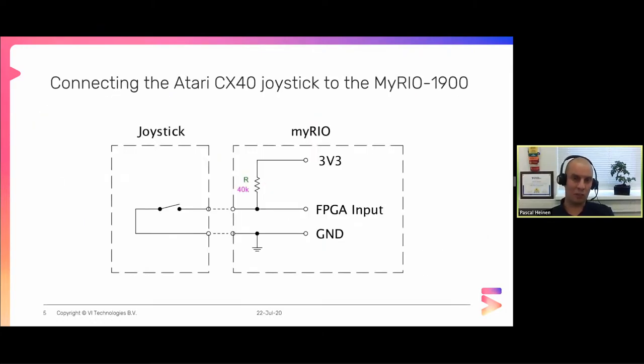The joysticks, so the CX40, are actually five switches. So you have four directions and you have the button. And if you push the joystick in one direction, you're actually closing a switch. So to connect this to a digital input on your MyRio, you can use this diagram to basically connect it. And if you notice, there is no additional electronics needed. You can directly connect each of the joystick pins to the digital inputs, and you have a direct input value for all of your five directions and button of the joystick.